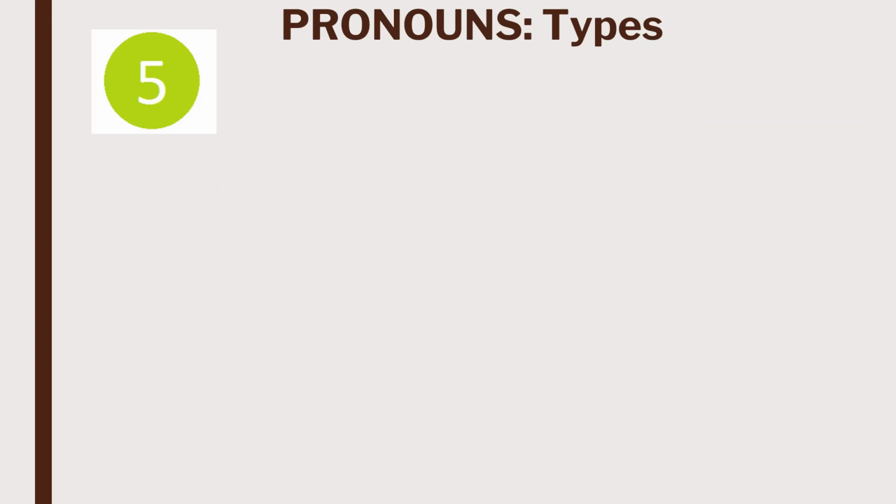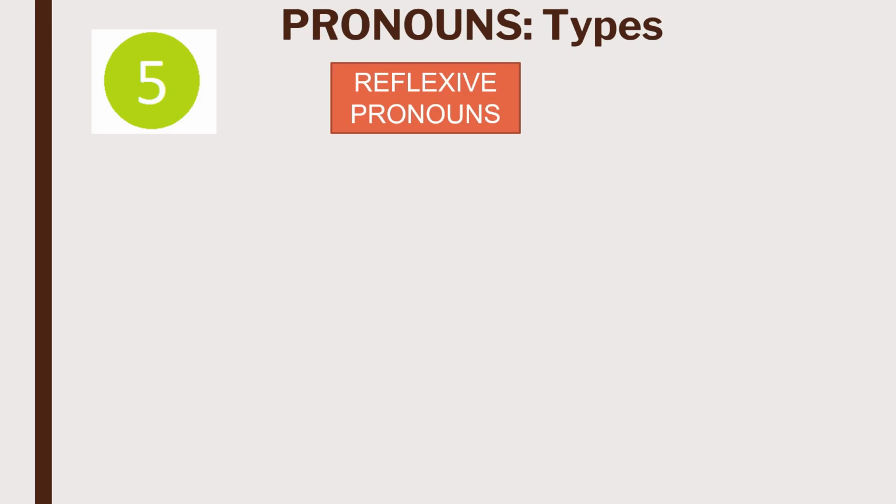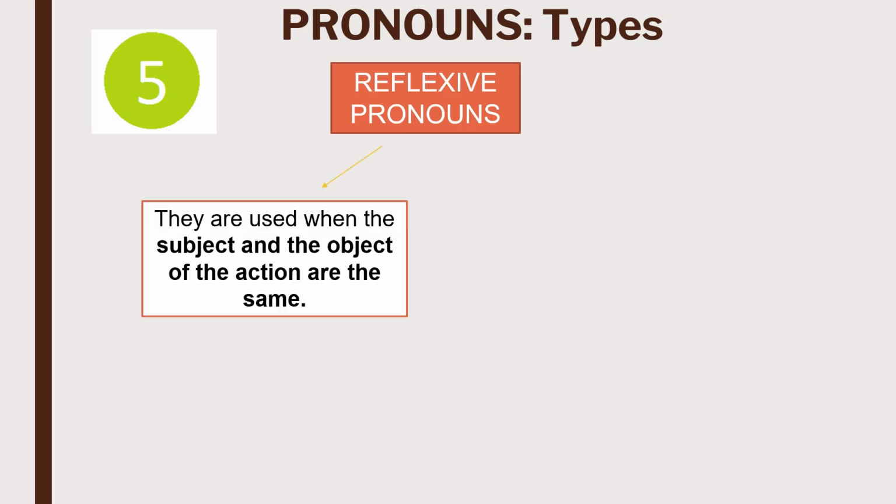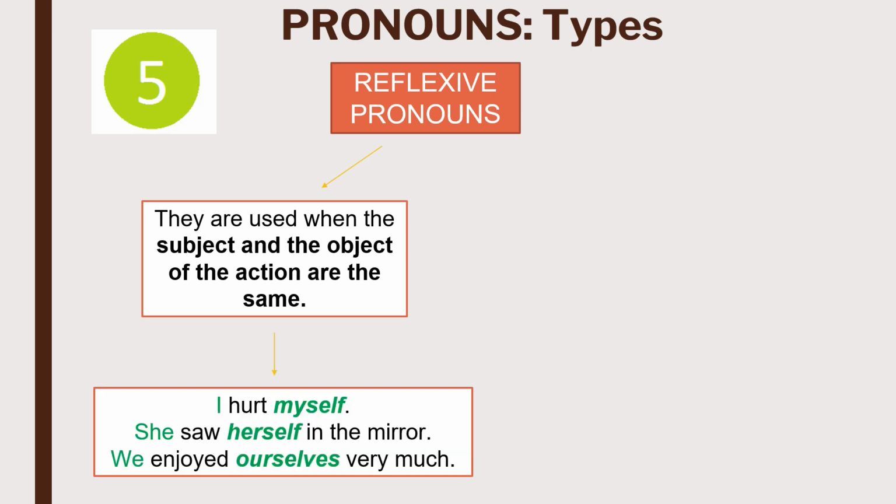The fifth type of pronoun we will discuss is reflexive pronouns. Reflexive pronouns are used when the subject and the object of the action are the same. What does this mean? We will see some examples. I heard myself. She saw herself in the mirror. We enjoyed ourselves very much.